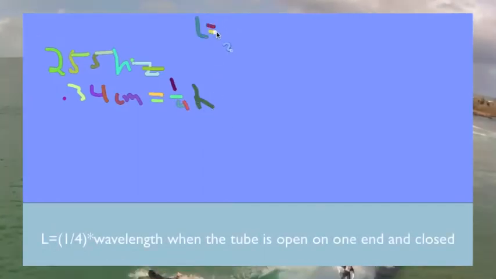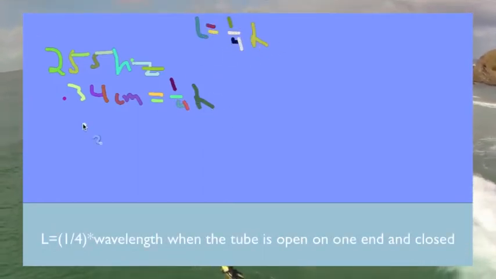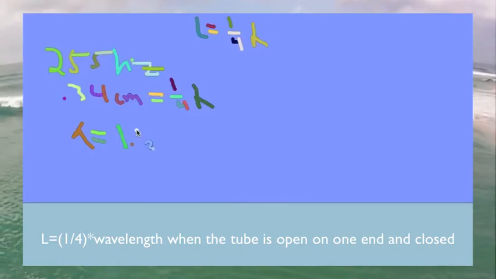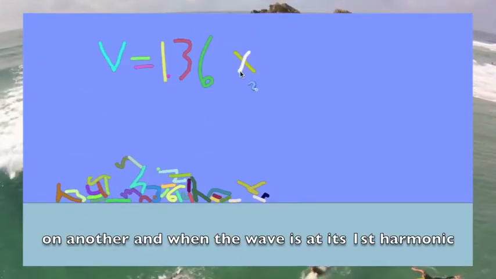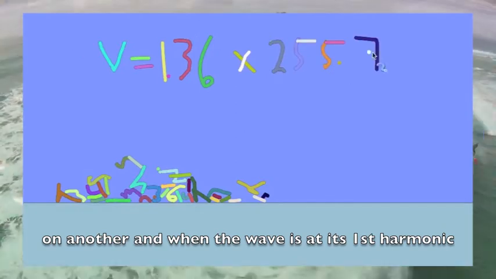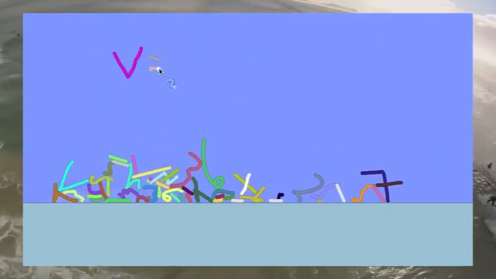The first tuning fork we used had a frequency of 255 Hz, tube displacement above water of 34 centimeters, or 0.34 meters. To calculate the wavelength, we used L equals 1/4 times the wavelength. Then we could calculate the velocity using V equals wavelength times frequency. The velocity at room temperature was 347.75 meters per second.